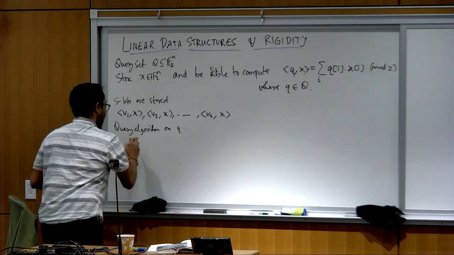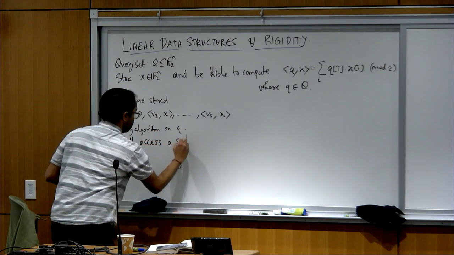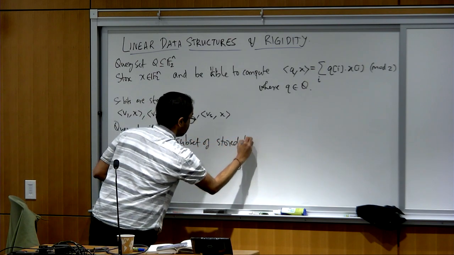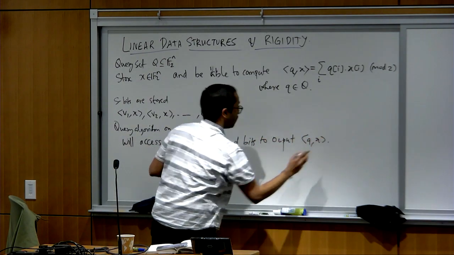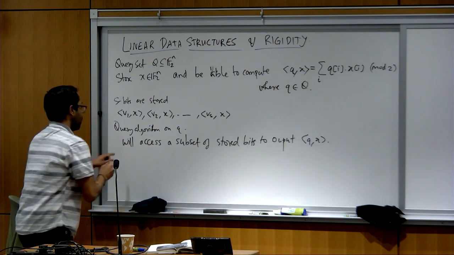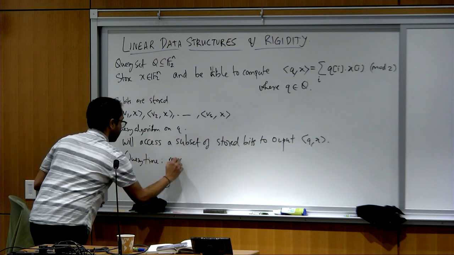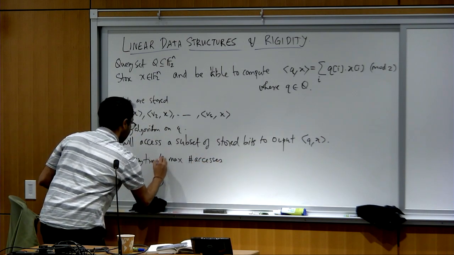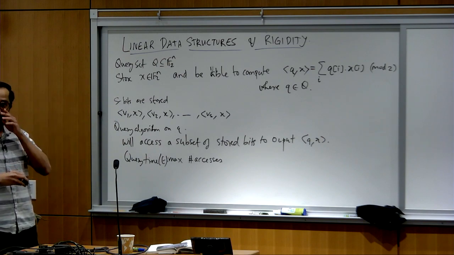on q will access a subset of these stored bits to output qx. What we want to minimize, the other parameter of interest, is the query time, which is the maximum number of accesses, and I'll refer to the query time as t. Is the problem clear?